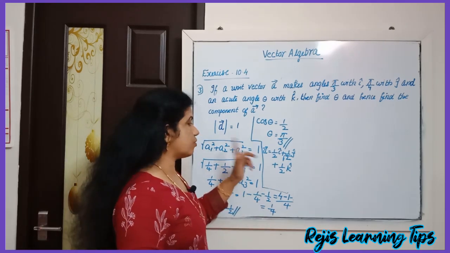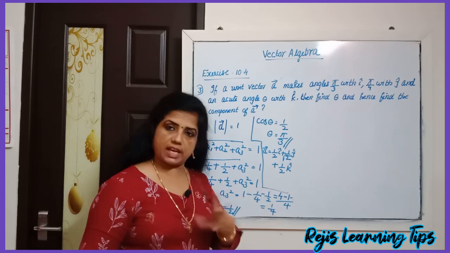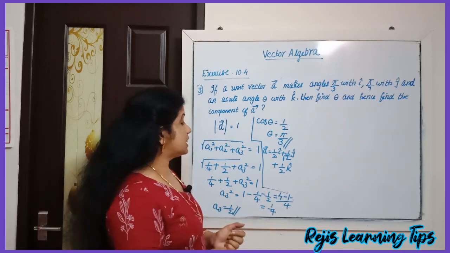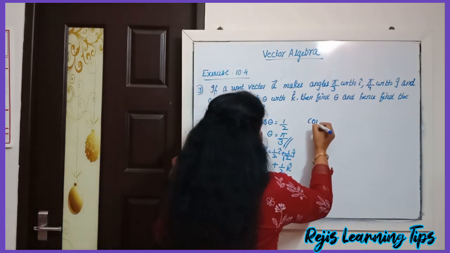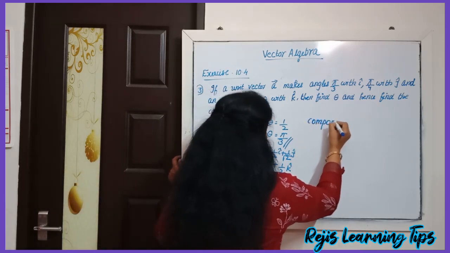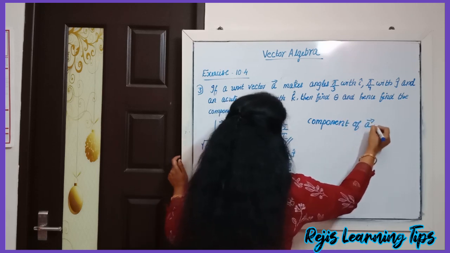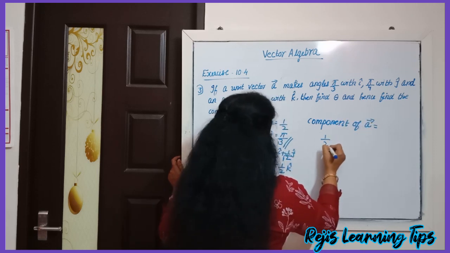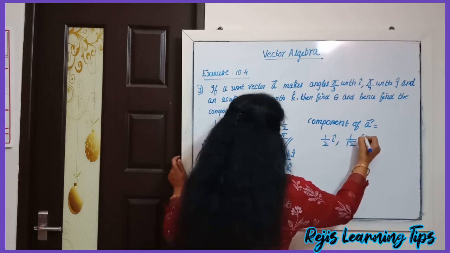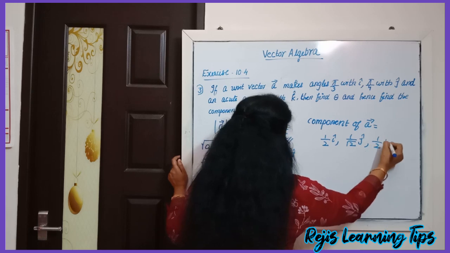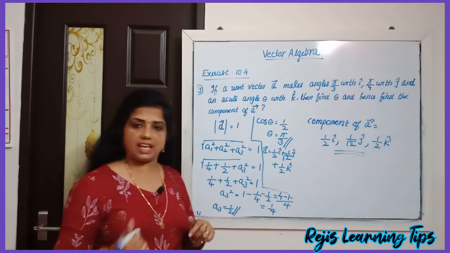We got vector A as 1 by 2 i cap plus 1 by root 2 j cap plus 1 by 2 k cap. Then we should find the components of vector A. The components of vector A are 1 by 2 i cap, 1 by root 2 j cap, 1 by 2 k cap. Understood? These are the components of vector A.